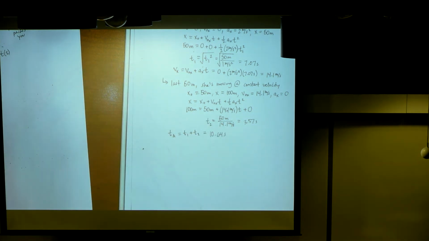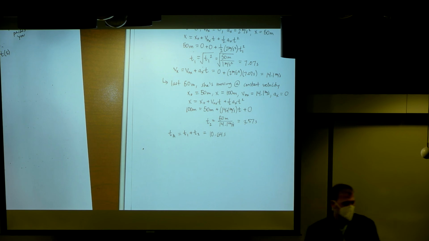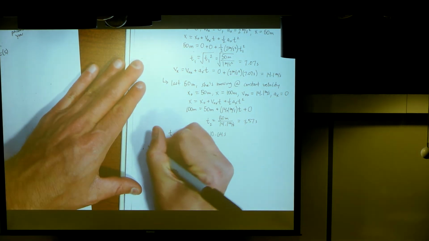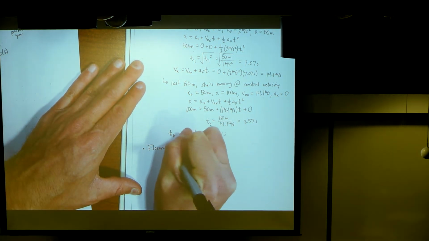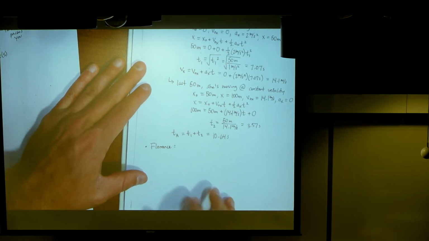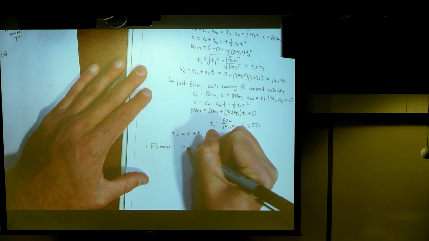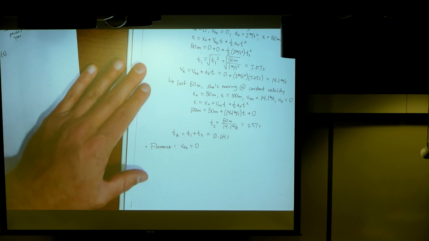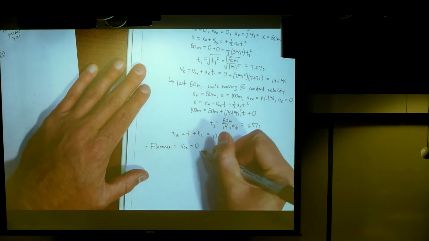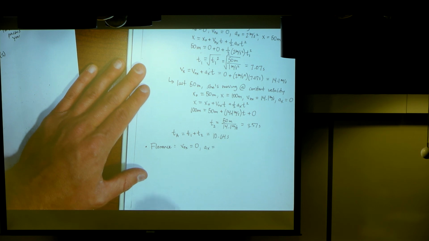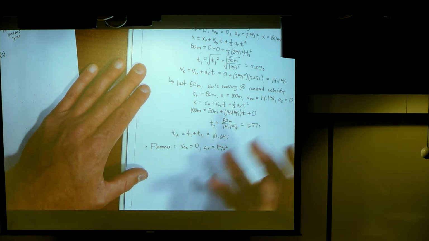Okay, that one took a little bit of time because we had to split it into these two parts. For Florence, it's a little easier because she's just accelerating at the same exact rate the whole time, so we do not need to break the problem up into two parts for her motion. Okay? So we got Florence. Okay, so I'm just going to do this in one chunk. She starts off with 0 initial velocity to start the race. She accelerates the whole time at 1 meter per second squared. That's just what we're given.